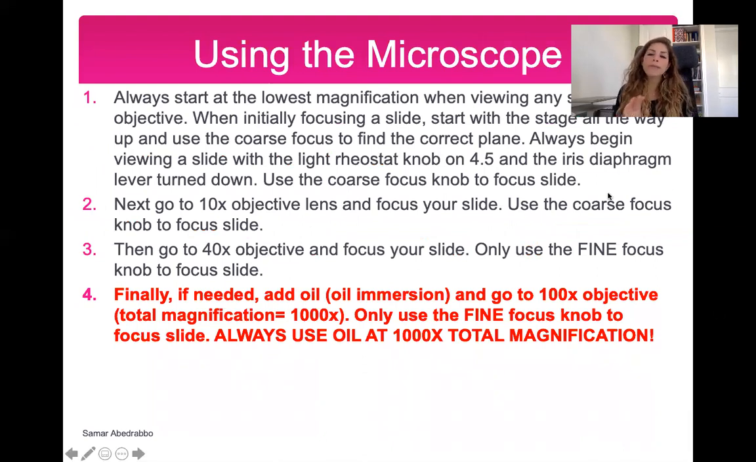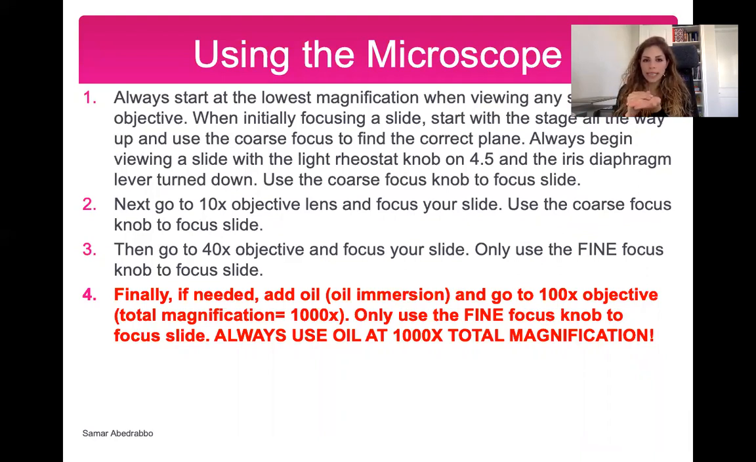Using the microscope, I'm fully aware that you guys are not using a microscope because it is an online course, but just as a review, because I think this will be important if you ever go on to use it, whenever you're looking at a slide, you always start with the lowest magnification in place. So for the objective lens, that's 4x. Then you focus it, and then you go to the 10x objective lens.